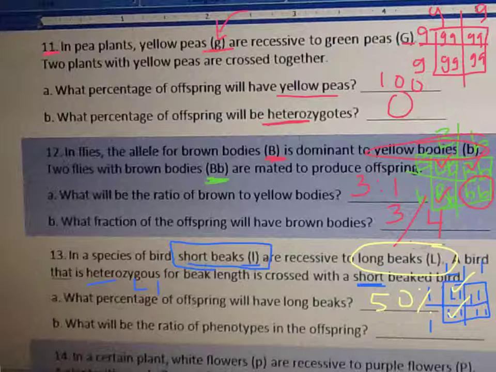What ratio of the phenotypes? Phenotype is what they look like. Okay? So we have long, long, and short, short. And we're looking for a ratio. So we have a long beak, right? So 2. And short beak, so we have 2. So your ratio will then be 2 to 2, which will reduce to 1 to 1.